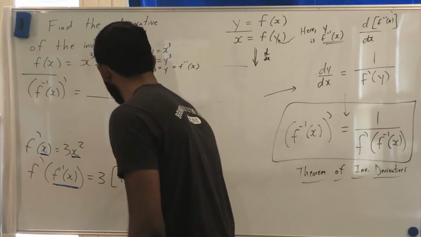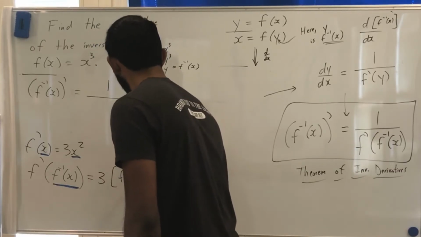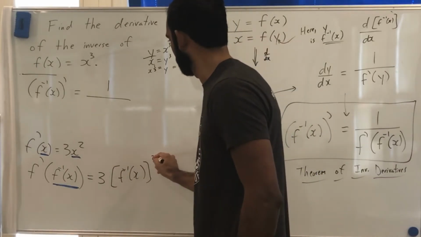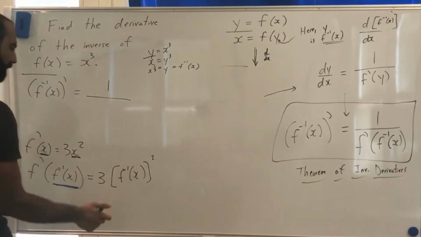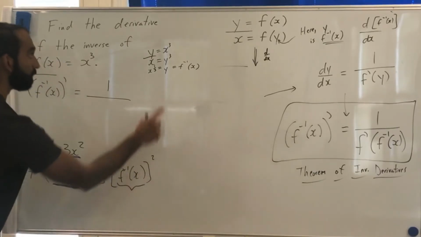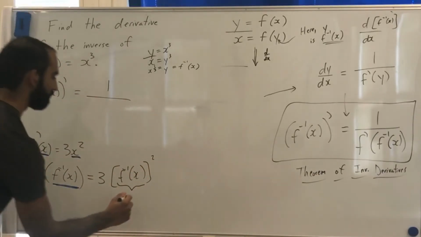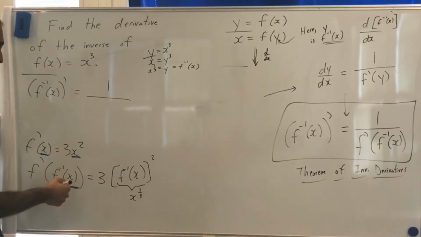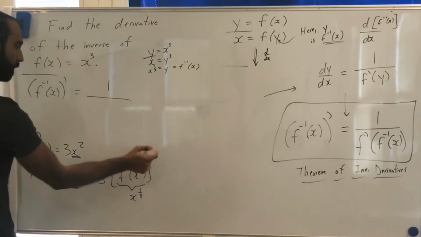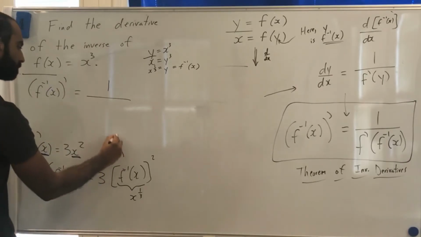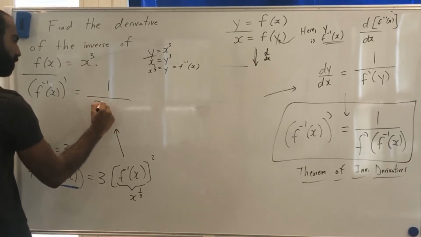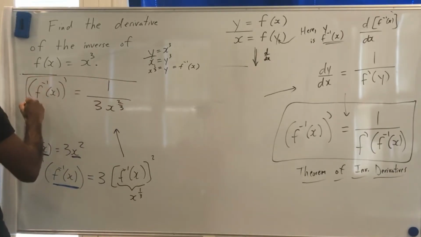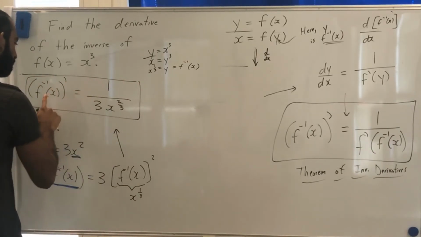Okay. So 3 all times the inverse raised to what power? The 1/3. To the square. Square. My bad. That gets here, and of course we just found that is x to the 1/3. So what is x to the 1/3 all squared? X to the 2/3. This is 1 over 3x to the 2/3, and we are done with finding the derivative of the inverse function.